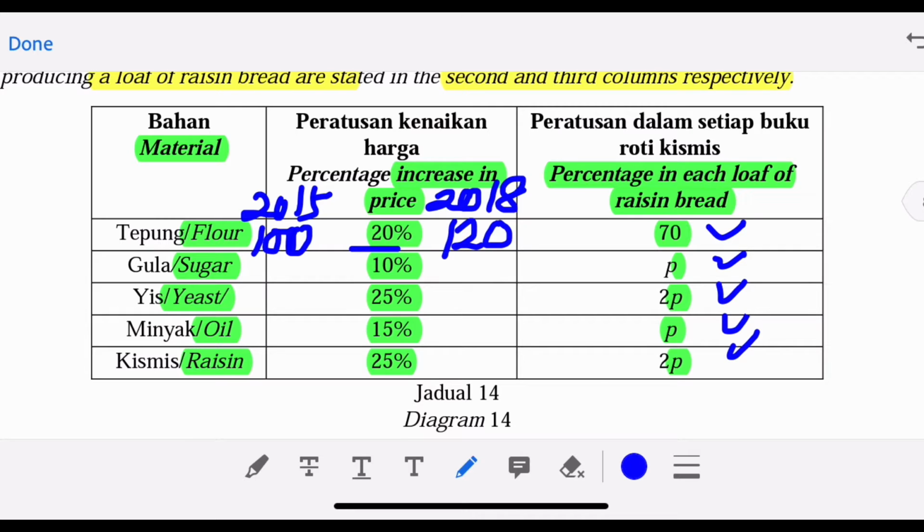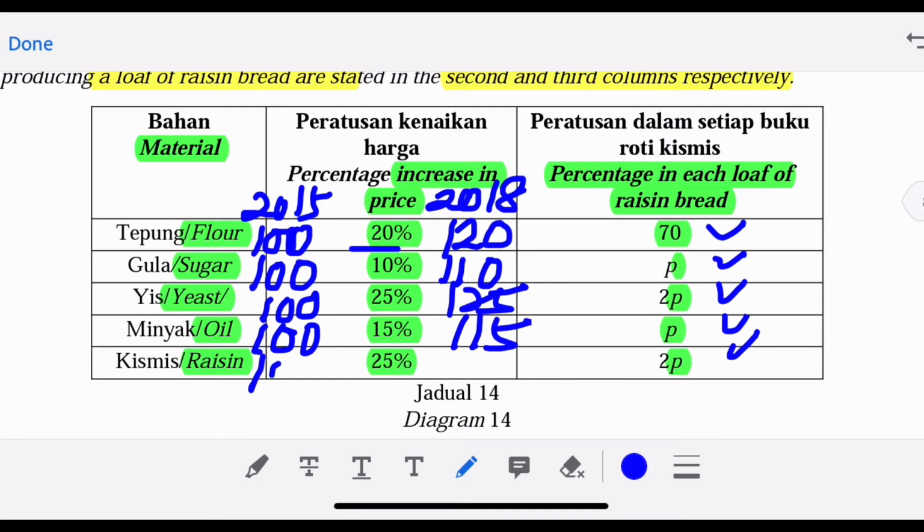So for the base year it will be 100, right? No percent. After an increase of 10%, it will become 110. No percent, it is a number. For yeast, it becomes 125. For oil, 100 becomes 115. If increase, we will add the number 15. Raisin increases 25%, so the index number becomes 125. So that's pretty simple. We just write in terms of the index number.